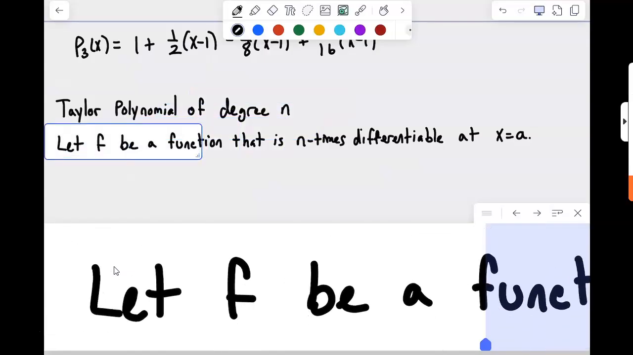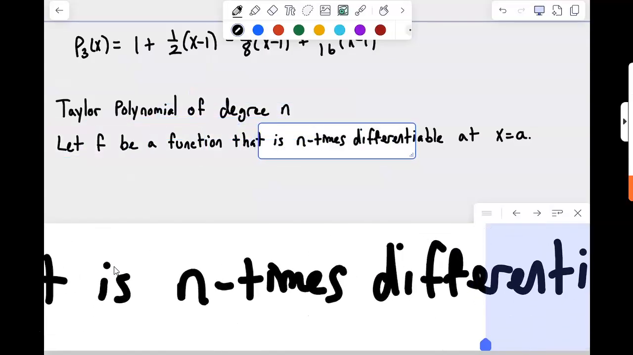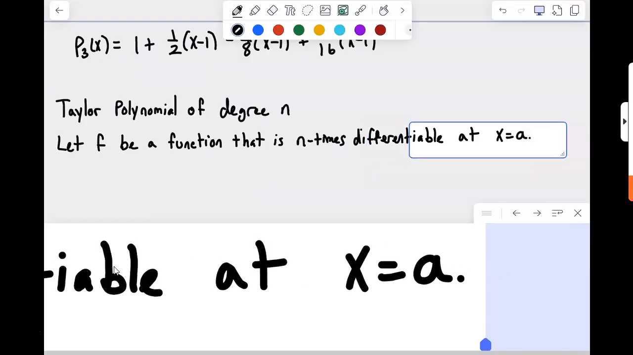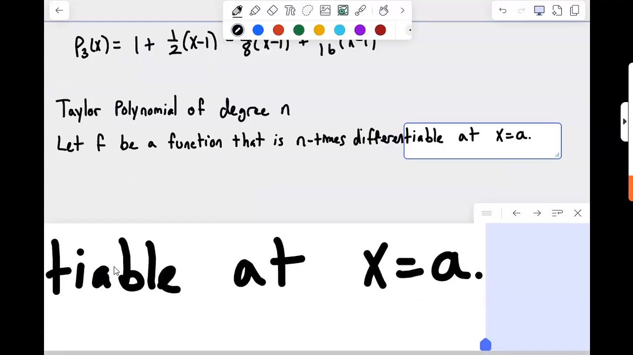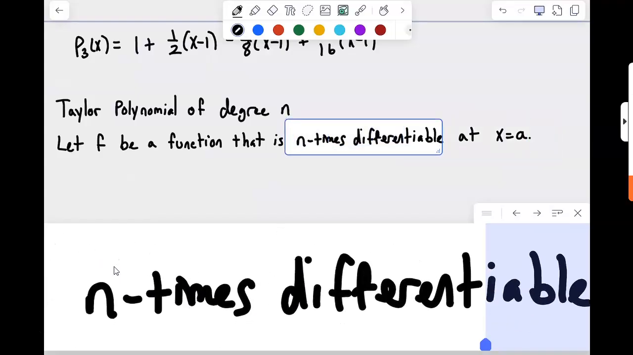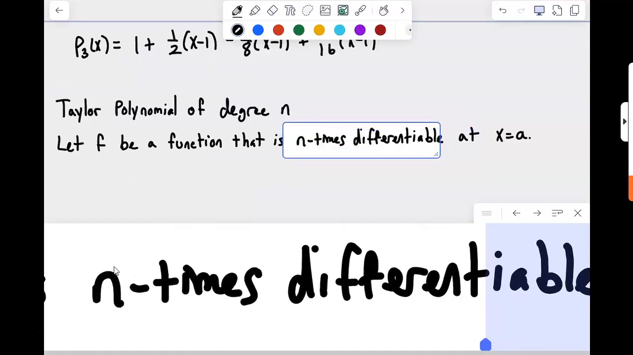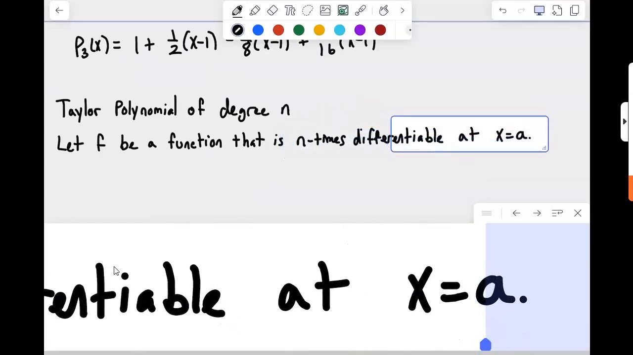So we begin by saying let f be a function that is n times differentiable at x equals a. In other words, we can compute the derivative over and over that many times at x equals a. Now, there could be other values where this derivative may not be defined, but we can at least compute it n times, and it is defined at x equals a.